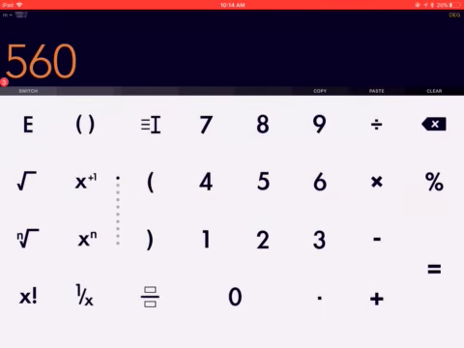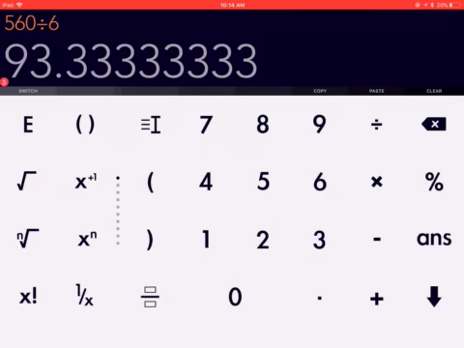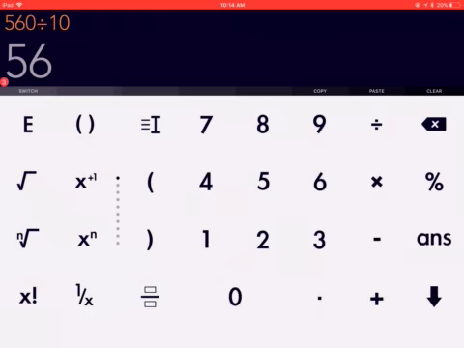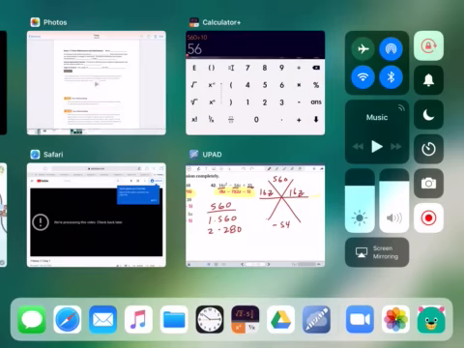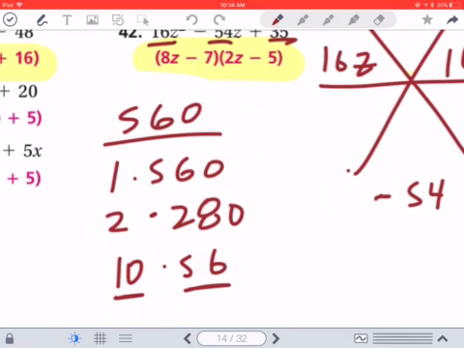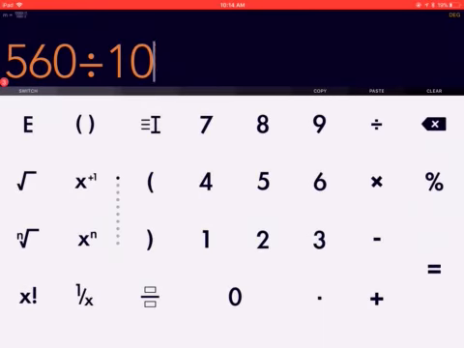Okay, so 560 divided by 3 doesn't work. Divided by 4 doesn't work. Divided by 5. Okay, still I'm looking for a difference of 54. That's not going to work for me. 6. No. Okay, and you can kind of keep going. And 10 and 56 is close. Okay, the difference here is closer. So the difference there would be 46. So it's going to be somewhere around 10. So let's try some other numbers.